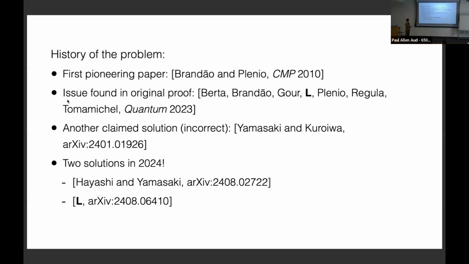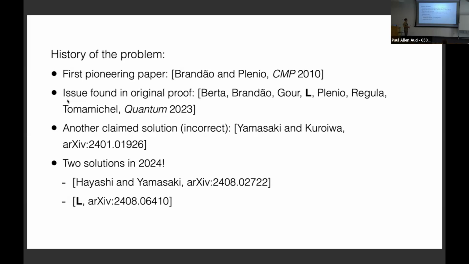Several people, including myself, found an issue in the proof, in a 2022 paper and a 2023 paper. So the proof is not correct. In fact, there's a missing Lagrange multiplier that kills the whole proof. Good. After this, there was another claimed solution by Yamasaki and Kuroiwa in January this year, just before QIP. And that was also incorrect, due to an error in another paper.